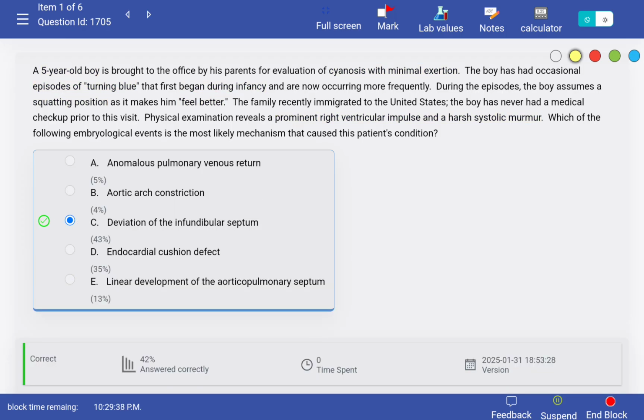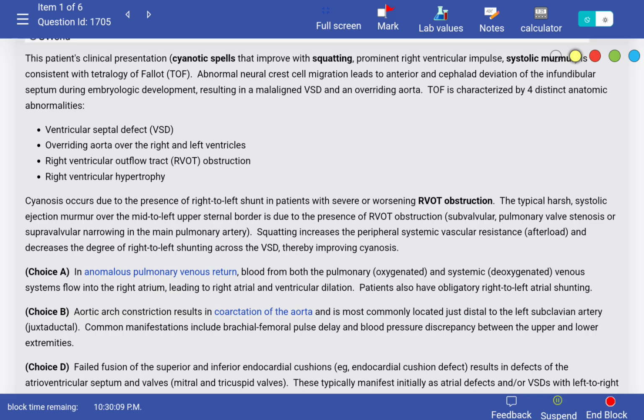Let us see the explanation. This patient is presenting with tetralogy of Fallot. How will the clinical presentation be? Cyanotic spells that improve with squatting, right? Prominent right ventricular impulse with a systolic murmur. This is important, and is consistent with tetralogy of Fallot. Abnormal neural crest migration leads to anterior and cephalad deviation of the infundibular septum during embryologic development. This is the mechanism which is causing tetralogy of Fallot.